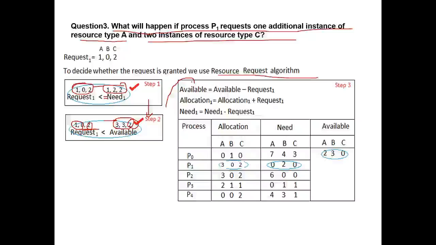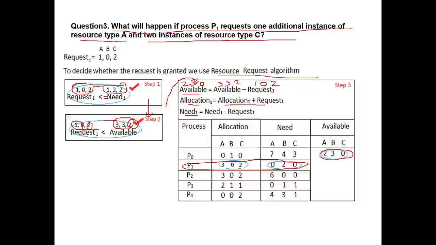In the third step you need to calculate the new available, new allocation and new need of process P1 only, because P1 is requesting additional resources. So the values of P1 change because we are subtracting again. What was the available here? 3, 3, 2. And what is the request? 1, 0, 2. You need to subtract this, and then you get the new available: 2, 3, 0.